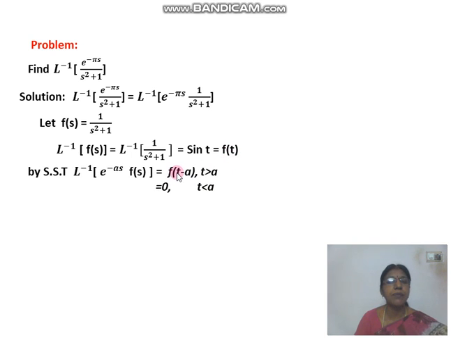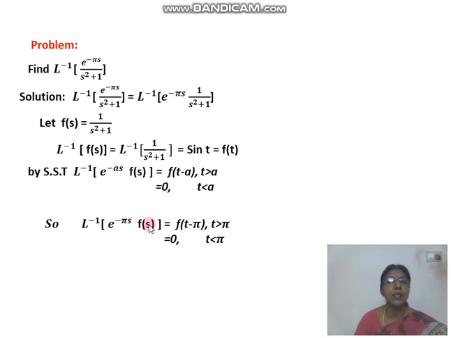Now what is the second shifting theorem? L inverse e power minus as f of s is equal to f of t minus a for t greater than a, 0 for t less than a. See in the problem, after L inverse, in place of e power minus as we have minus pi s, that means in place of a put pi. So L inverse e power minus pi s f of s is equal to f of t minus pi, in place of a put pi, for t greater than pi, 0 for t less than pi.